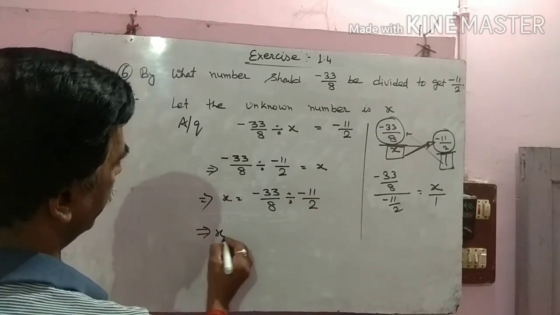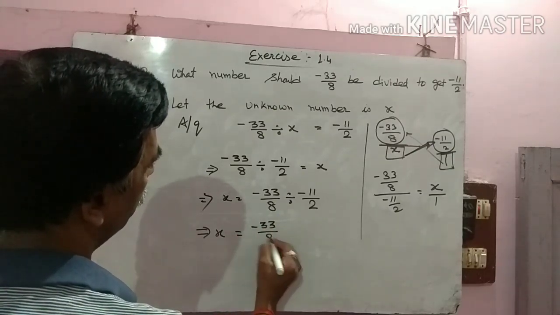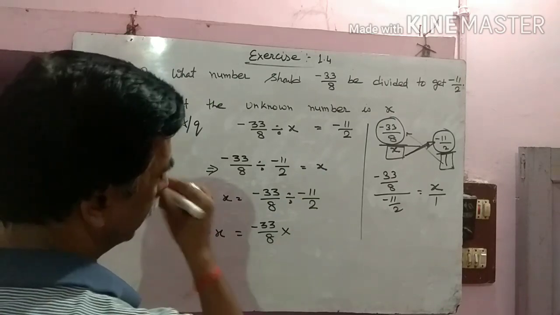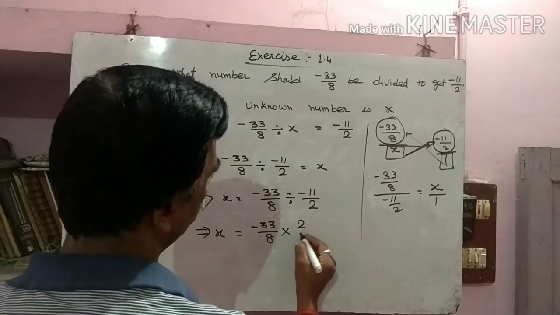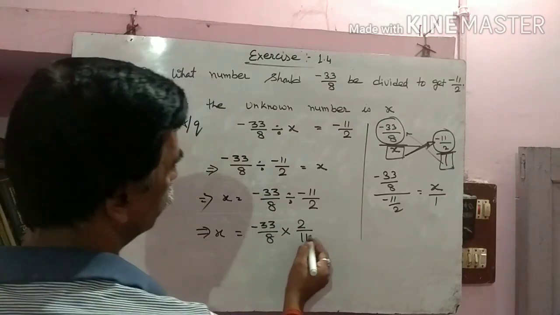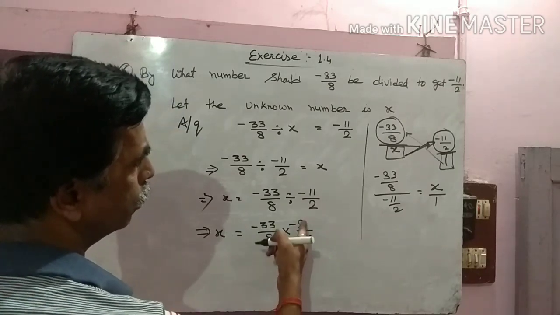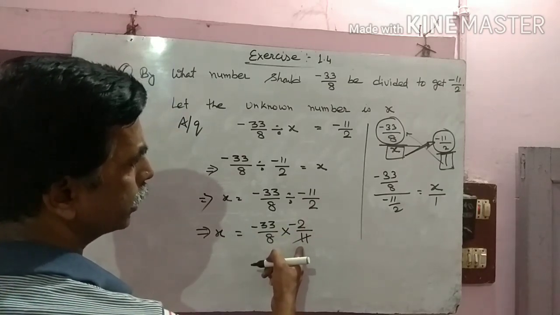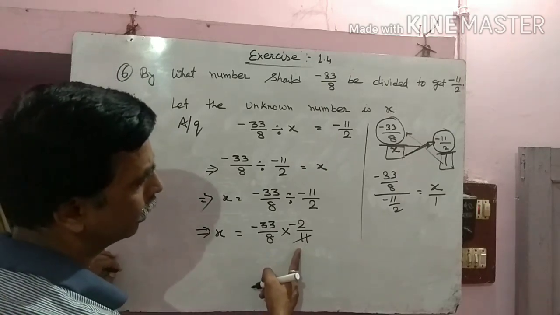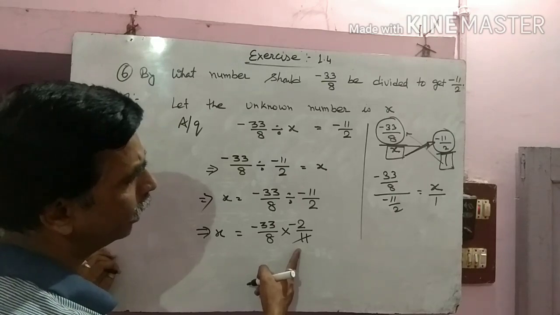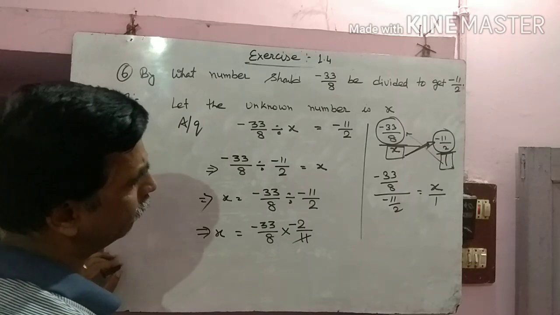Next step we have to write x is equal to minus 33 by 8. This sign is converted to the sign of multiplication. Then this value becomes the reciprocal of it, meaning 2 by 11. So it becomes minus 2 by 11. Actually this is 2 by minus 11, but I have written the standard form of this rational number, because the denominator of any rational number can't be negative. That's why I have just kept the negative sign here.